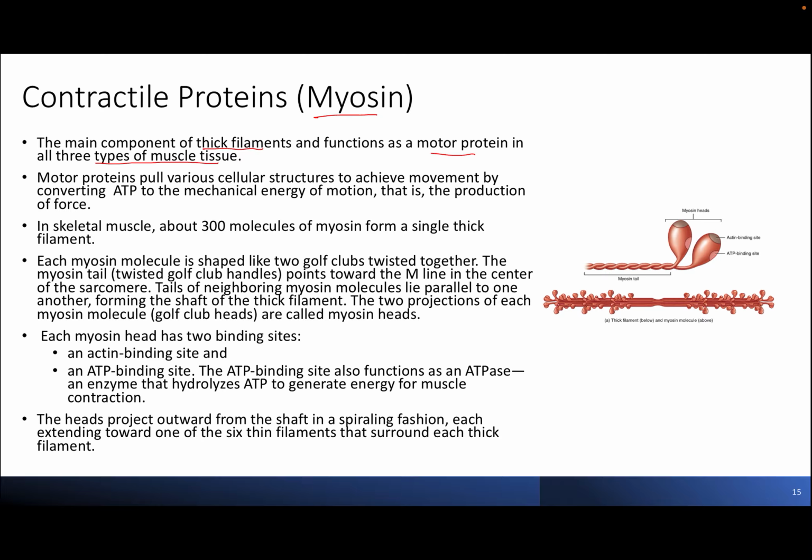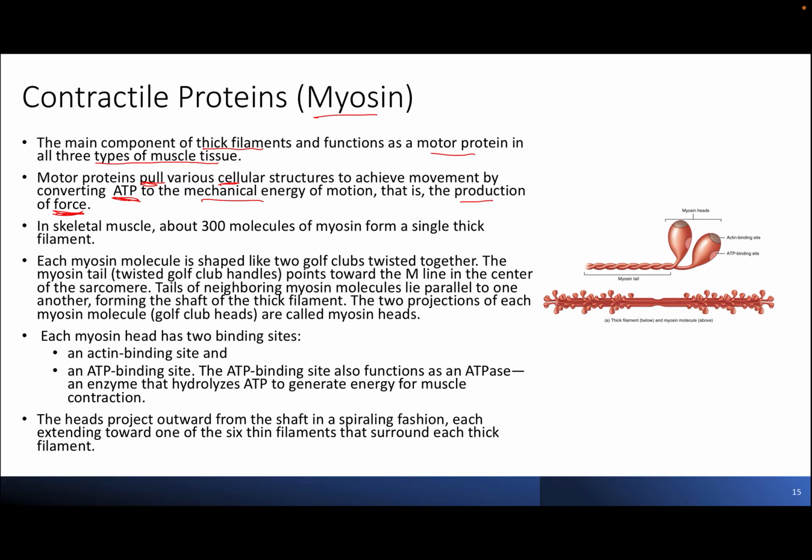Now, our motor proteins are going to pull on various cellular components in order to achieve movement. But they have to have energy for that, and so they rely on the hydrolysis of ATP to convert that stored energy into the actual mechanical energy that we need for motion. This is what's ultimately going to generate our force of contraction. This conversion of ATP is going to power this whole cycle.